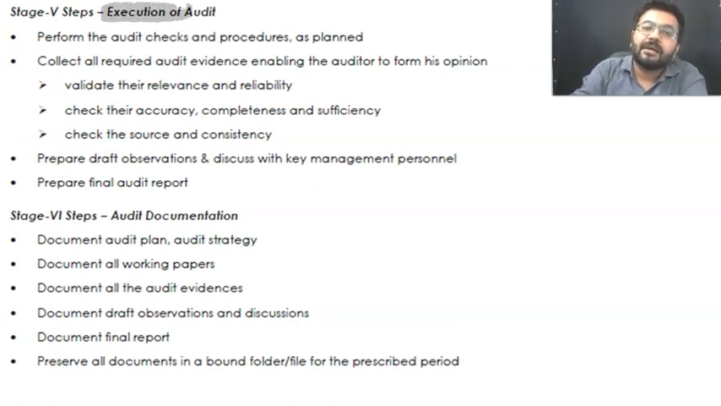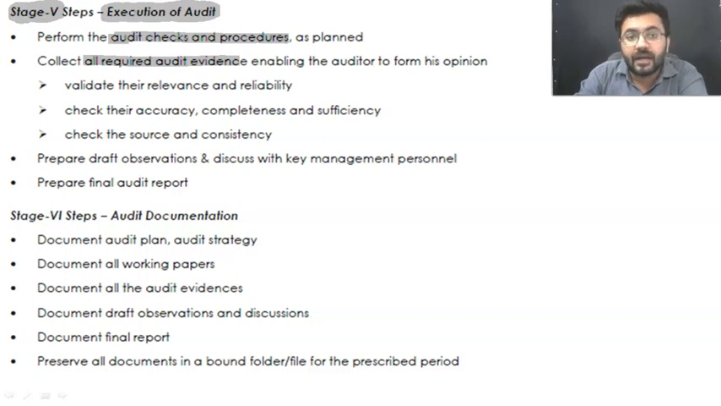Now the plan which you have prepared so far, it is the right time to implement that. Now you are going to perform the various audit checks and procedures, and while you are conducting that audit, you are going to collect all the relevant evidence which is going to help you while drawing a conclusion.